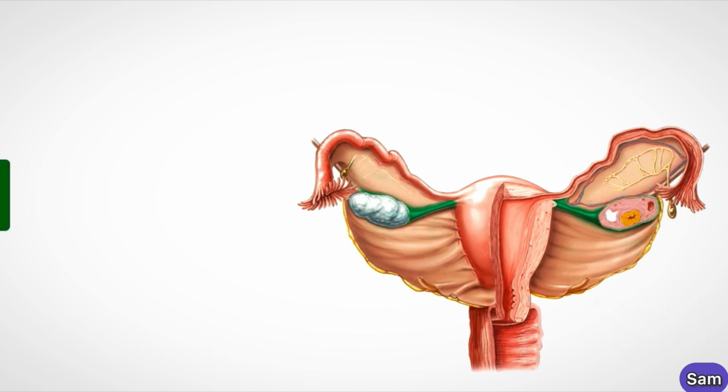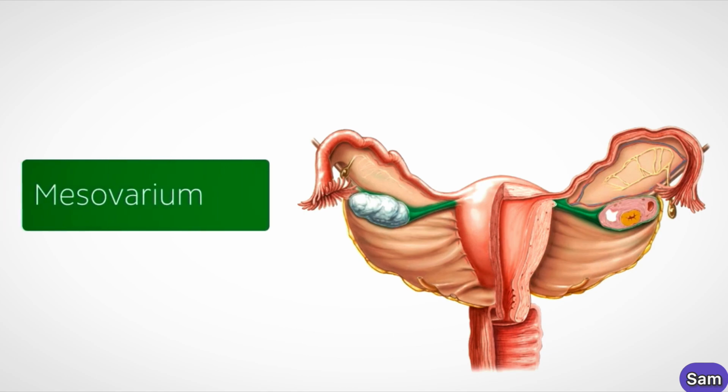And the third and smallest part of the broad ligament is the mesovarium. And the mesovarium is actually a transverse extension of the broad ligament infero-posteriorly, suspending the ovary. And it lies between the mesometrium and the mesosalpinx and encloses the ovarian ligament.